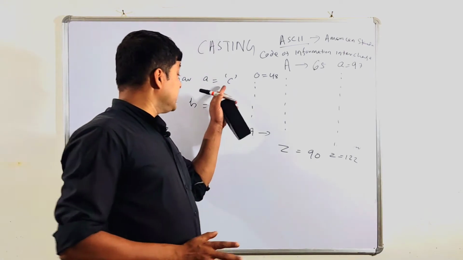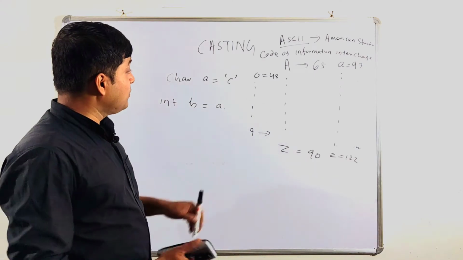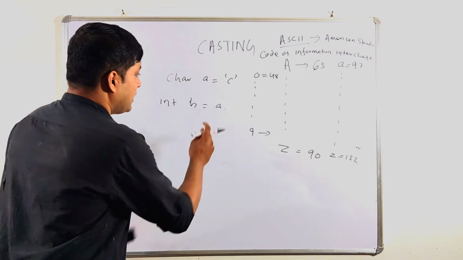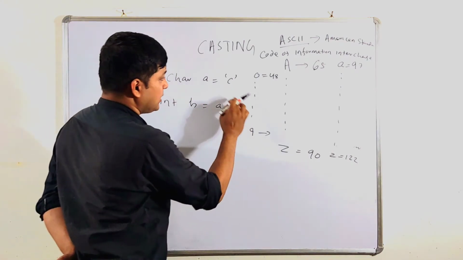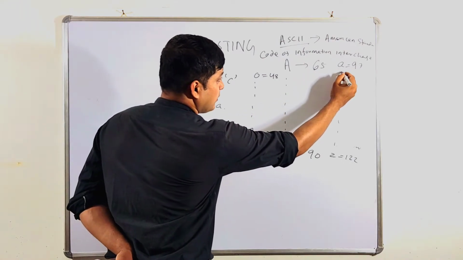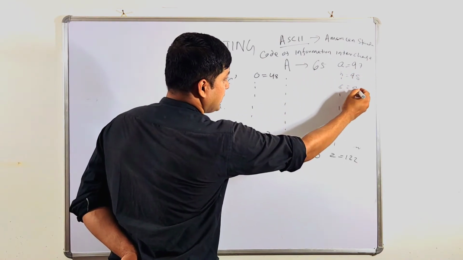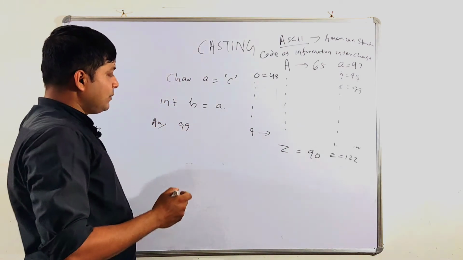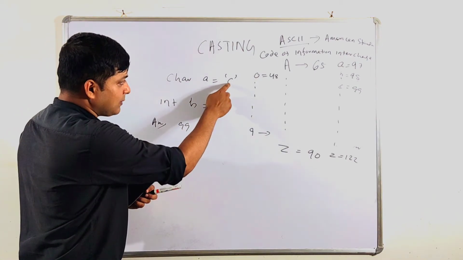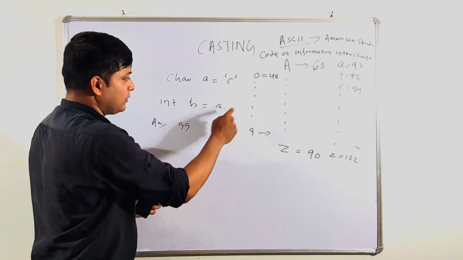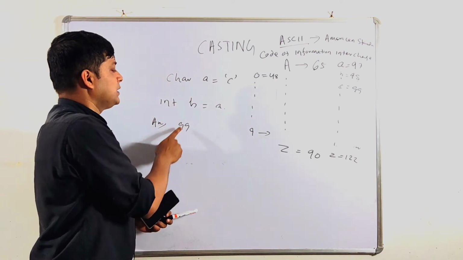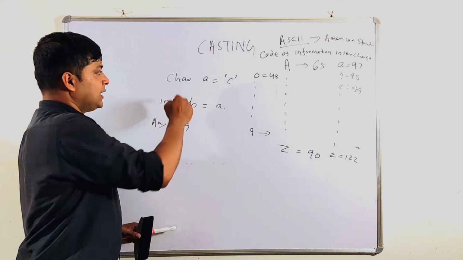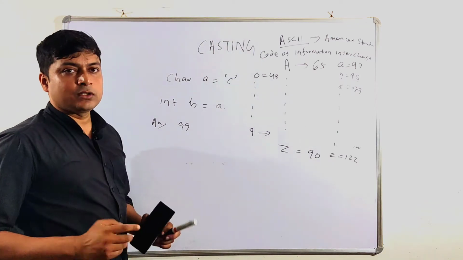Clear? So in this, a equals 'c'. How will we store the value of a in b? Whenever we store a in b, what is the value of 'c'? a value is 97, b value is 98, c value is 99. So 99 will be stored in b. The answer is 99. Why 99? Because the value of a is 'c', and the c value is 99, so 99 will be stored in b. This is called implicit casting. Why is it called implicit casting? Because it converts a lower data type to a higher data type.